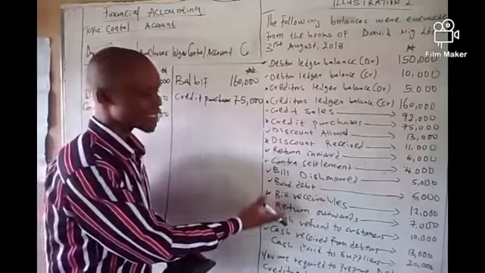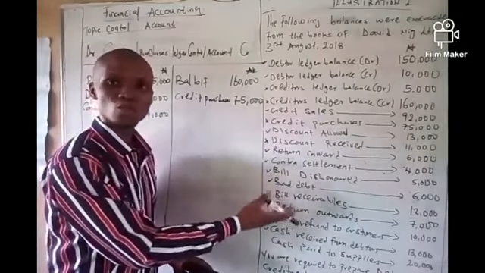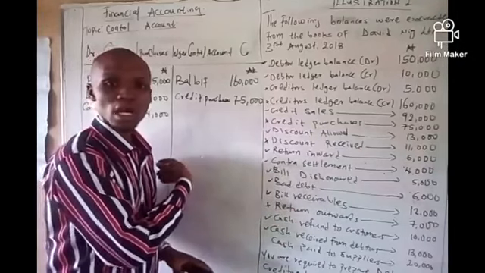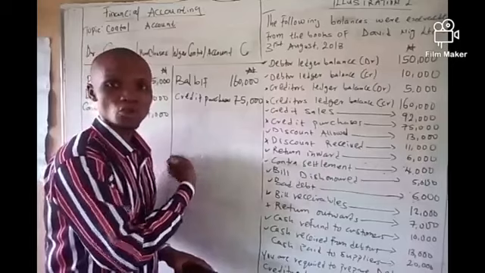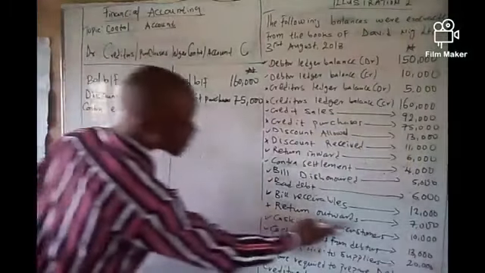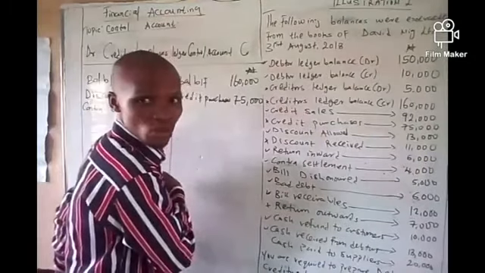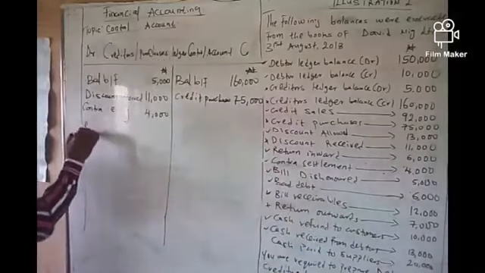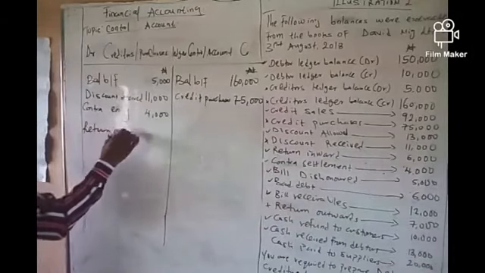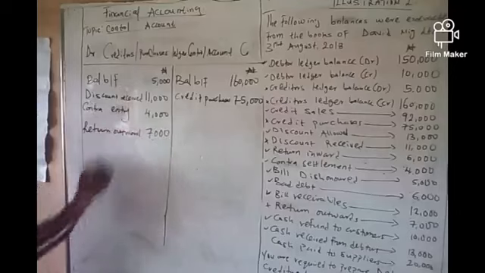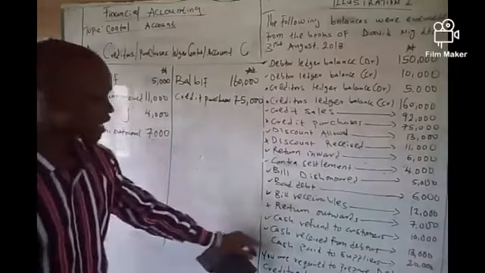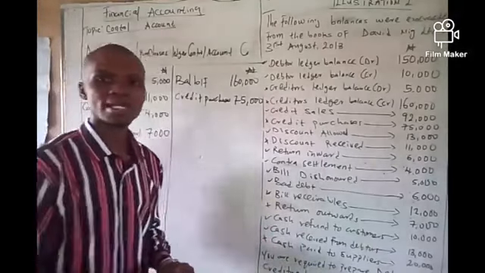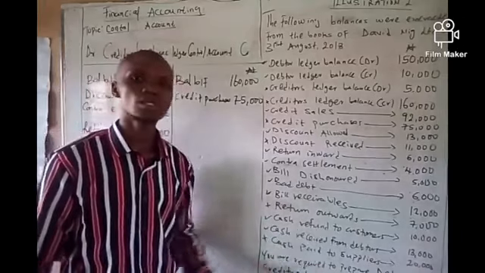Return outward will be debited to the purchases ledger control account. Return outward of 7,000 naira will be debited to this account. We have return outward, 7,000 naira on the debit side. Now we move to the next transaction. The next transaction on the board is cash paid to suppliers, the amount of money paid to the suppliers.